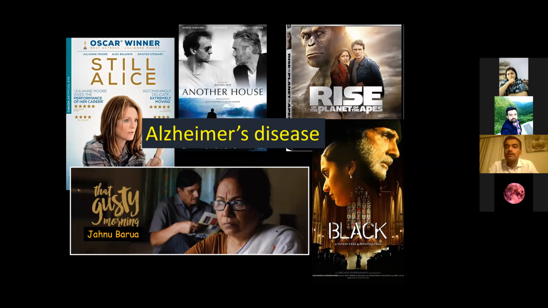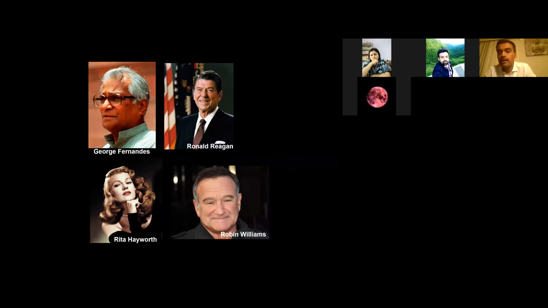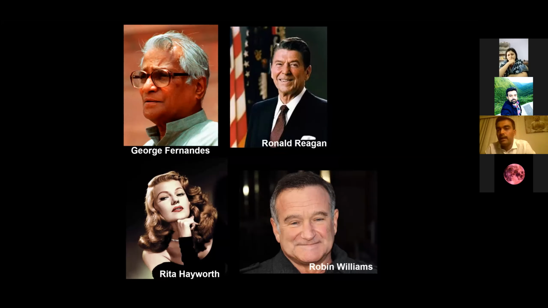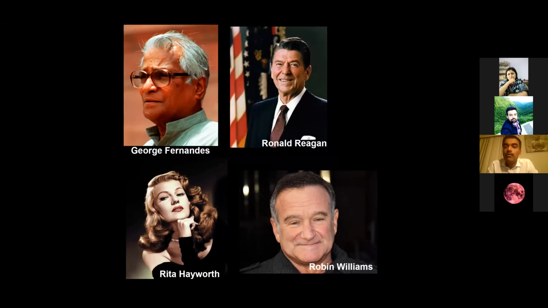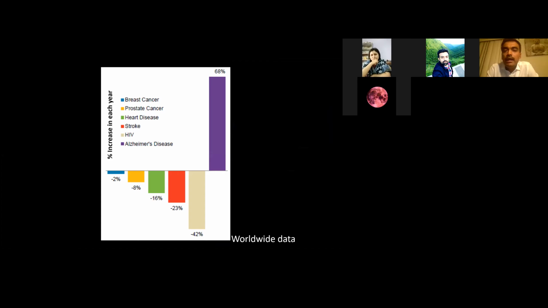And if I talk about famous personalities who died due to Alzheimer's, we have George Fernandes, who was the ex-defense minister of India, and Ronald Reagan, the US president. At the end, because of this disease, he actually forgot that he was the US president. And many other celebrities died due to this particular disease. Why is it important? If you see this graph, it will tell you why we should study these kinds of diseases.